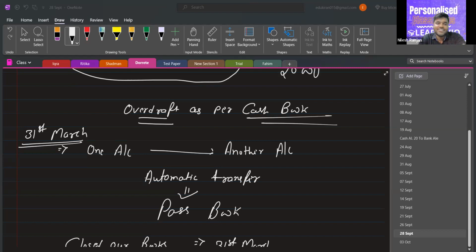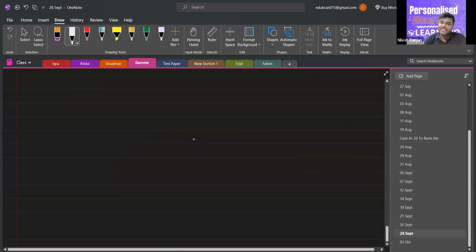What is written? Overdraft as per passbook, sir. Overdraft as per passbook. So the passbook balance is given in the question, not cash. Now, if the passbook balance is given, then the situation will change. It will plus.